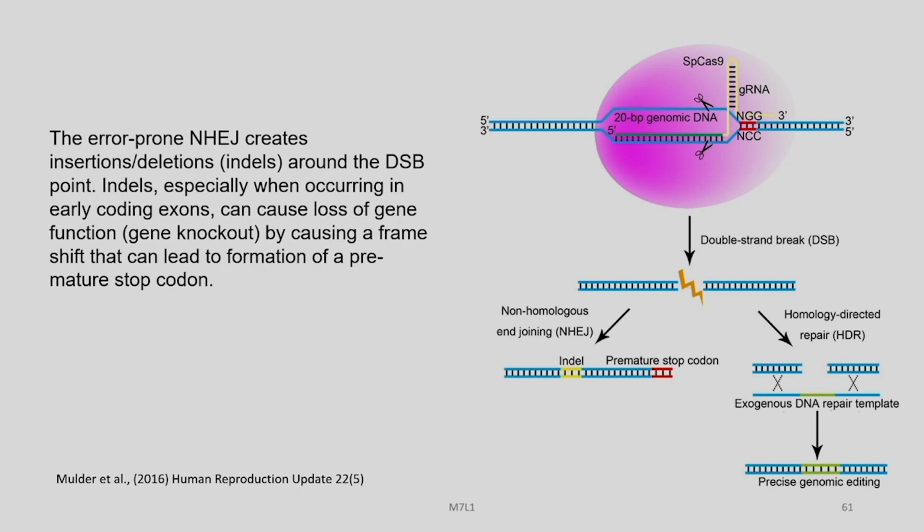The error-prone non-homologous end-joining creates insertions and deletions, indels, around the DSB point here, especially when occurring in early coding exons, and can cause loss of gene function or gene knockout by causing a frameshift that can lead to formation of a premature stop codon.